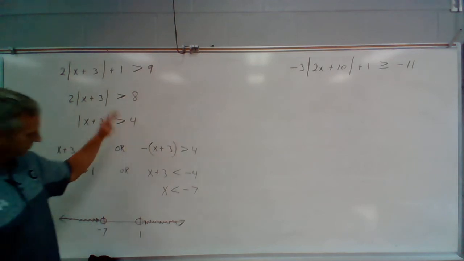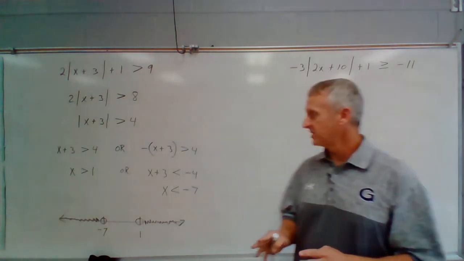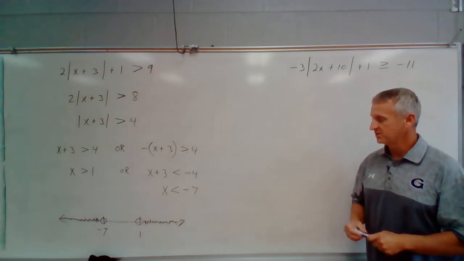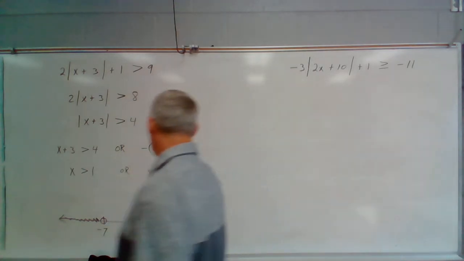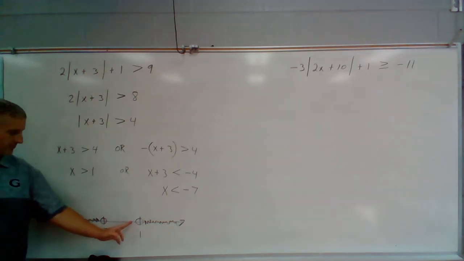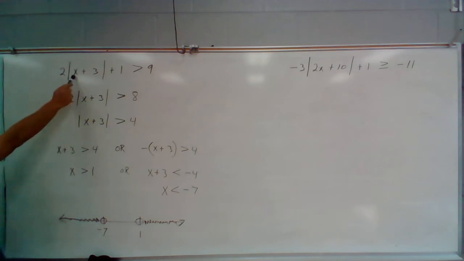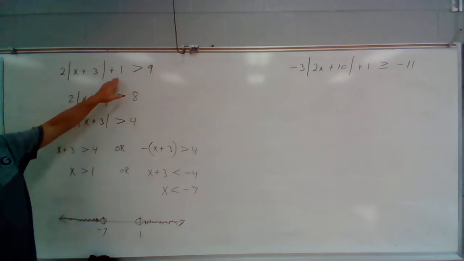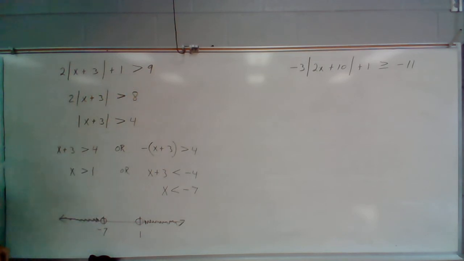All right, now there's a lot of stuff going on here, so let's check and make sure we didn't mess anything up. Let's check these solutions. So let's pick a number in between negative 7 and 1. Let's say 0. If I pick 0, it shouldn't work. All right, so put in a 0. 0 plus 3 is 3. Absolute value of 3 is 3. 2 times 3 is 6. 6 plus 1 is 7, and 7 is not greater than 9.